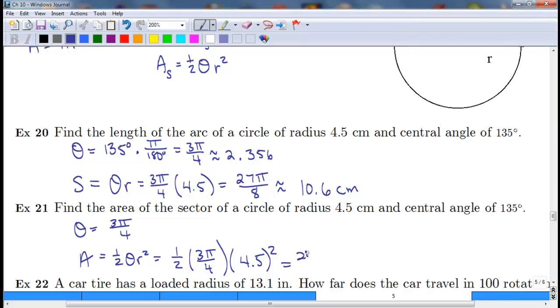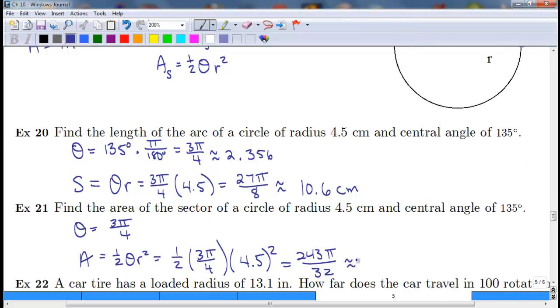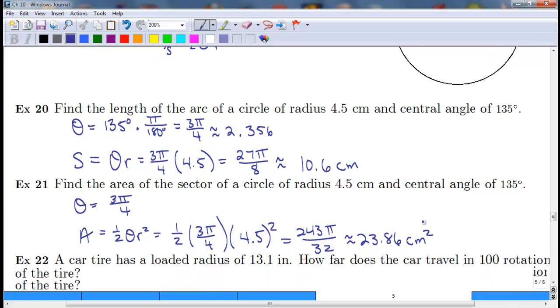243 pi over 32. So that would be the exact answer. If we wanted to find the approximation, we can just hit times pi, and then we will get the approximate answer for our fraction there, which is 23.86. And again, we need some units here. In this case, we're finding an area. Our original dimensions were centimeters, so we are going to have centimeters squared.